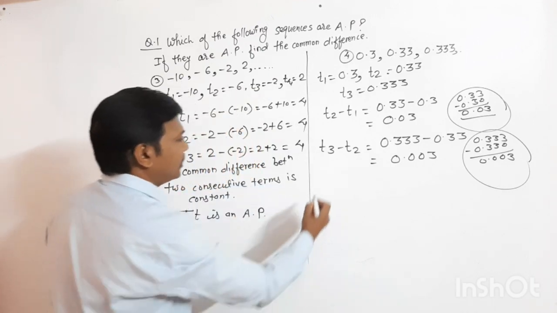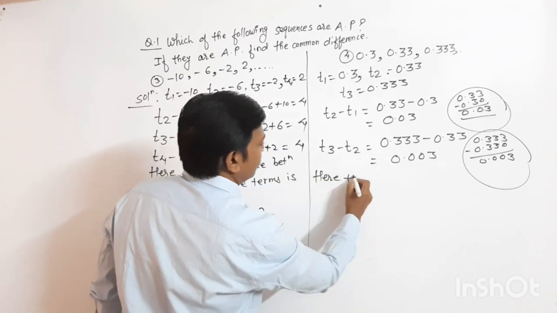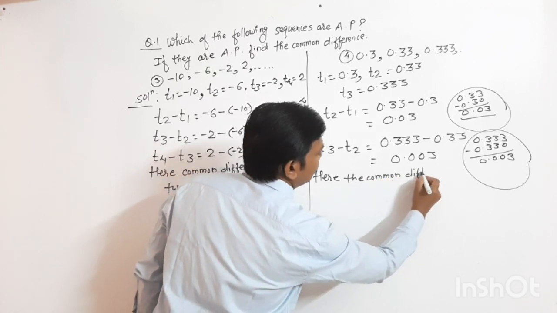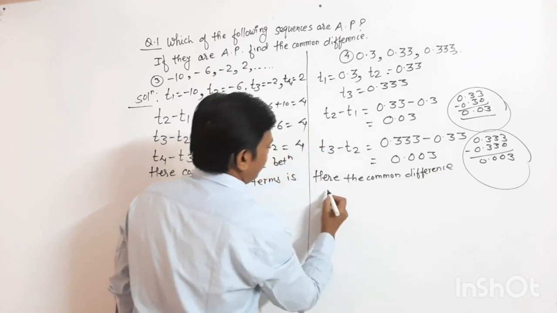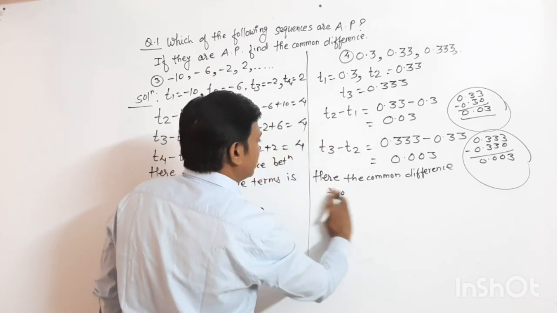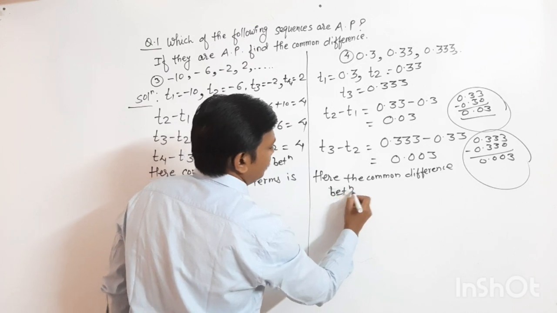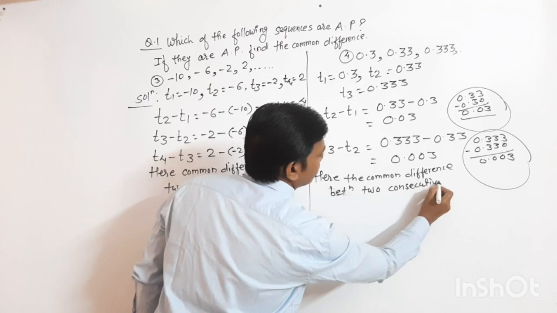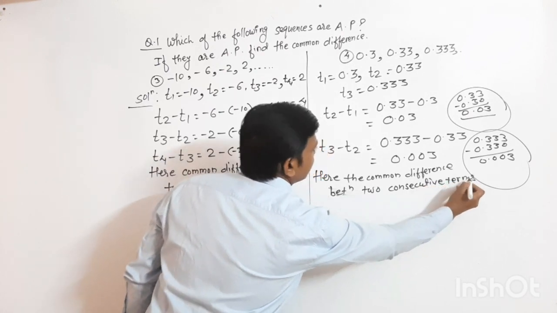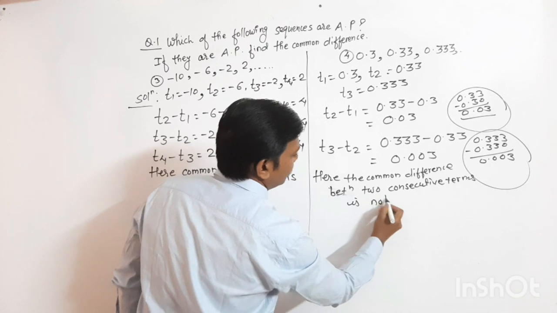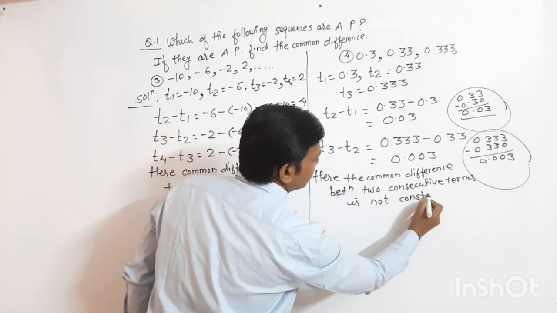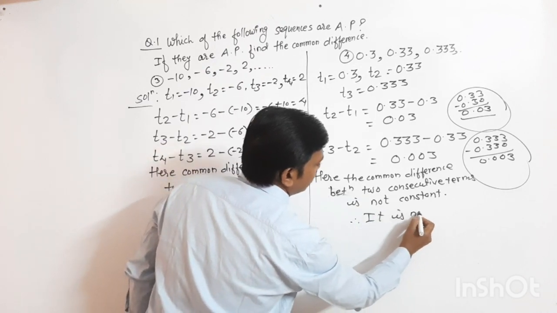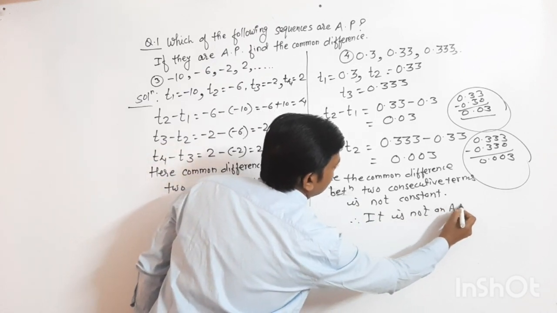So how can we write here: the common difference between two consecutive terms is not equal or not constant. Therefore, it is not an AP.